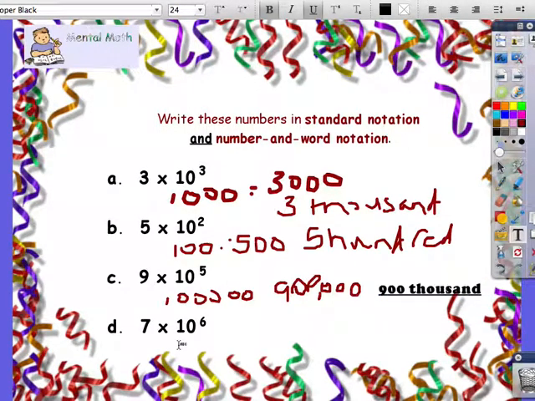Ten to the sixth would be 1 with 6 zeros. 1, 2, 3, 4, 5, 6. Have to multiply it by 7. 1 times 7 is 7. That is what it's going to look like in standard notation. Remember, we should always go in 3 place values and put a comma. 1, 2, 3. So if we take a look at this number and write out the number and word, it would be 7 million.